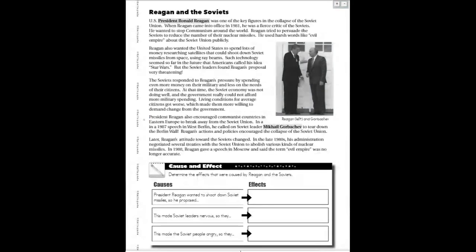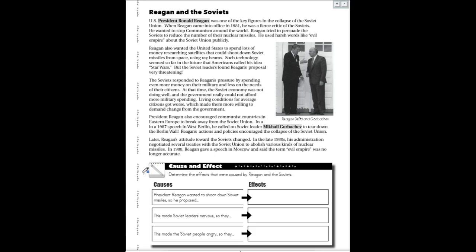President Reagan also encouraged communist countries in Eastern Europe to break away from the Soviet Union. In a 1987 speech in West Berlin, he called on Soviet leader Mikhail Gorbachev to tear down the Berlin Wall. Reagan's actions and policies encouraged the collapse of the Soviet Union. Later, Reagan's attitude toward the Soviets changed. In the late 1980s, his administration negotiated several treaties with the Soviet Union to abolish various kinds of nuclear missiles. In 1988, Reagan gave a speech in Moscow and said the term evil empire was no longer correct.